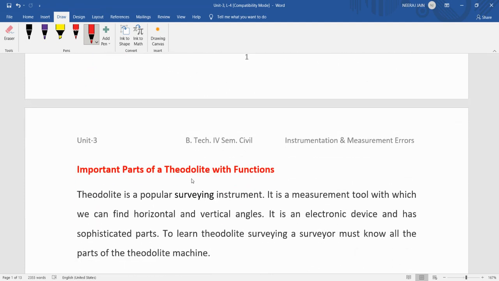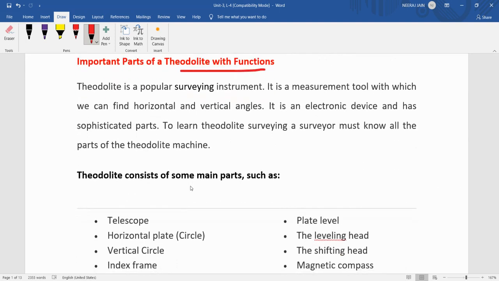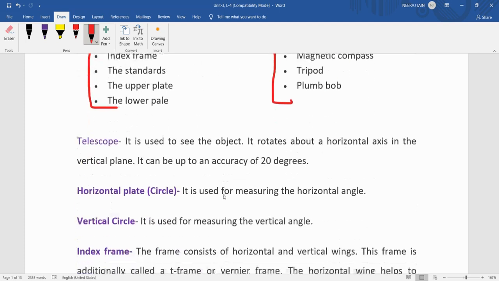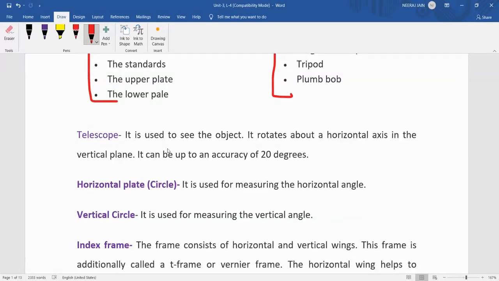Important parts of the theodolite with functions. What are some important parts of the theodolite? These are the important parts of any electronic theodolite: the telescope, horizontal plate, vertical circle, index frame, the standards, upper plate, lower plate, plate level, leveling head, the shifting head, magnetic compass, tripod, and plumb bob. So these are some of the parts.